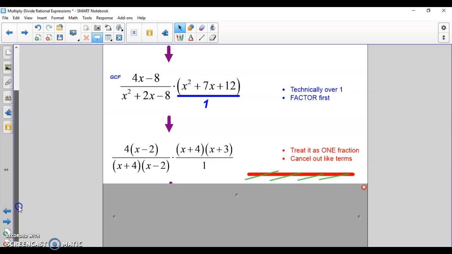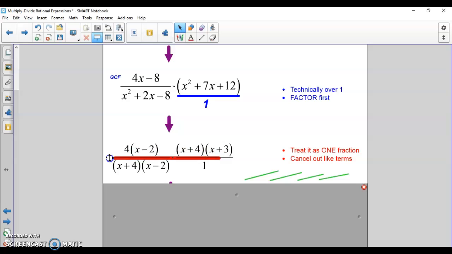So we factor GCF 4 times x minus 2, factors of 12 that add up to 7. We got x plus 4 and x plus 3 all over 1. I put it in there this time. Last time I just kind of drew it in, but that's the way we need to treat it. Factors of negative 8 that add up to positive 2. We have x plus 4 and x minus 2.